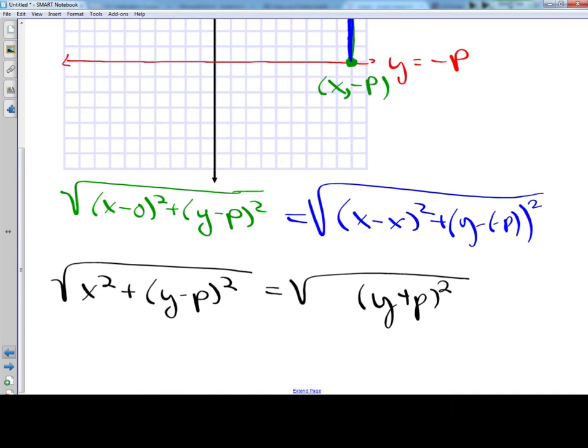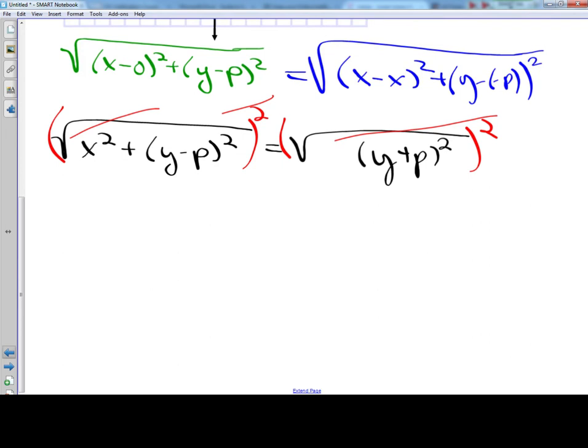So all I did was clean up the inside of the radicals. May I continue? All right, cool. I don't like these square roots, these radical symbols. So I'm going to square both sides. If I square this side, I've got to square that side. Well, that's nice because that just gets rid of this, and I'm just left with what's inside. So I've got x squared plus the quantity y minus p squared equals the quantity y plus p squared. Just what's inside.